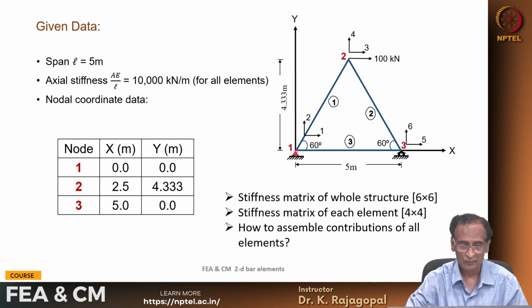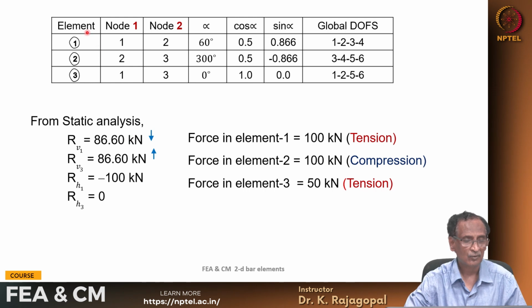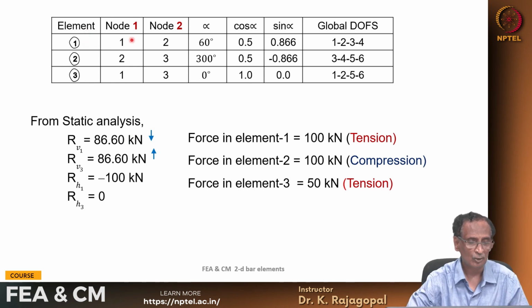coordinates. So, for example, node 1 is at x and y of 0, 0, node 2 is at 2.5 and 4.33, and node 3 is at x of 5 and y of 0. We have 3 elements 1, 2 and 3. Each element has 2 nodes, node 1 and node 2. Element 1 is connected between nodes 1 and 2, element 2 is connected between nodes 2 and 3, and element 3 is connected between nodes 1 and 3.